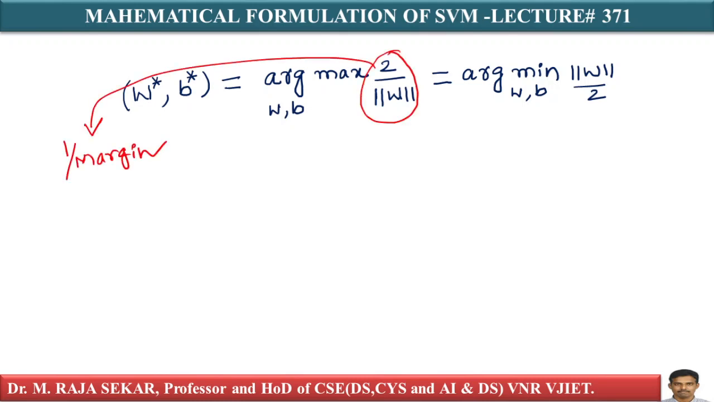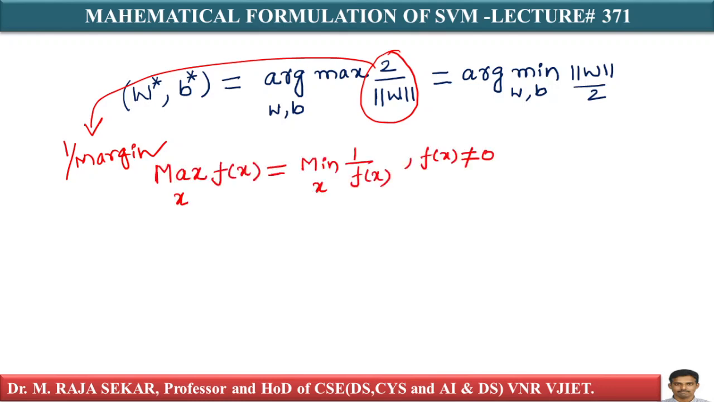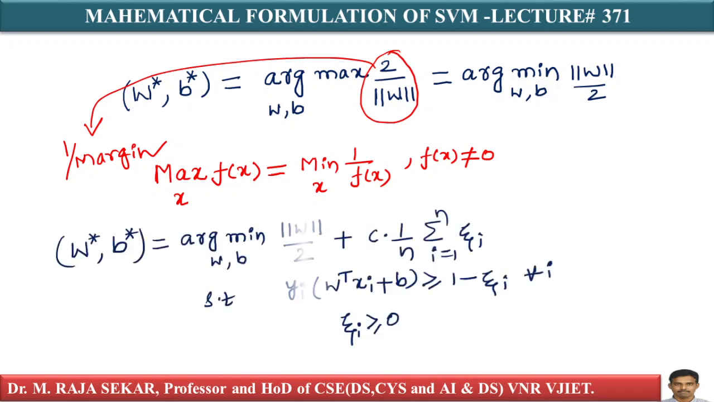Maximization of this 2 by norm W is essentially 1 by margin. Maximization of f of x over x is equal to minimization of 1 by f of x over x, as long as f of x is not equal to 0. Using slack variables, how can I write the whole optimization problem? I can write the optimization problem as W star comma B star.